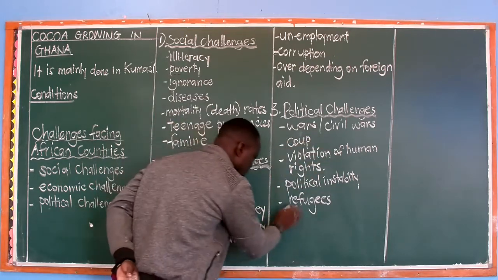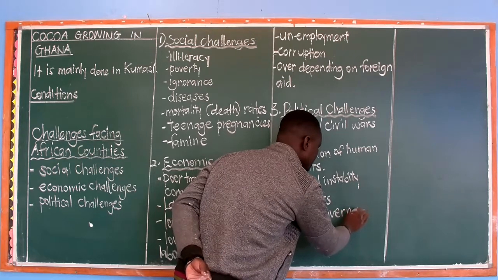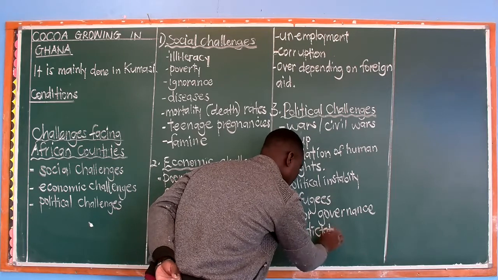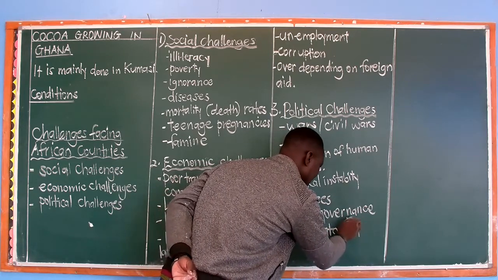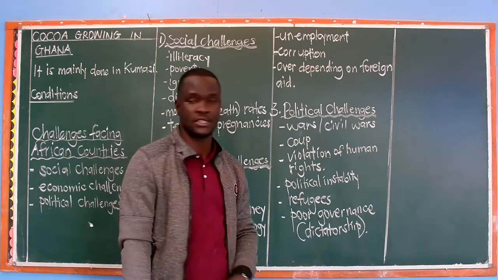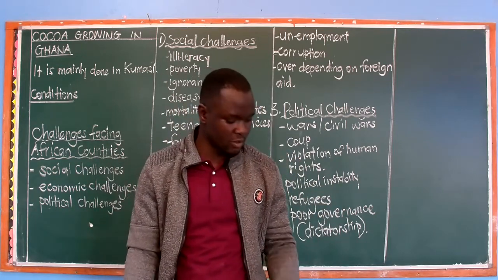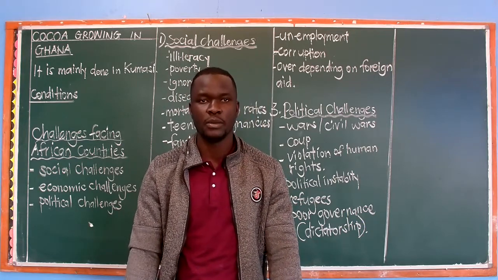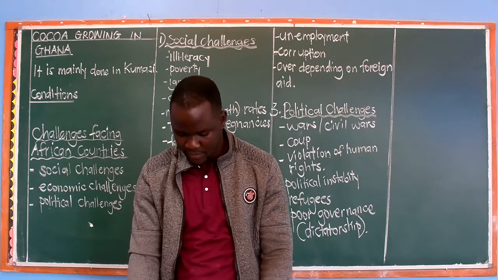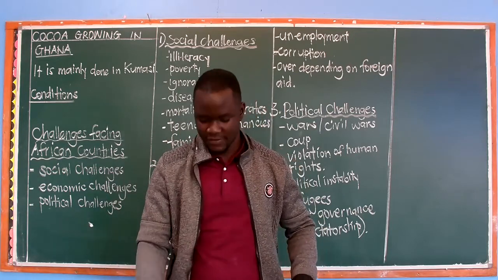Then, lastly is what we call poor government. Or we can simply say poor governance, and this leads us to what we call dictatorship. Dictatorship by some presidents in Africa. They become dictators. Instead of ruling the country based on the constitution, these people end up making their own decrees. That is dictatorship. So those are the problems that African countries face.